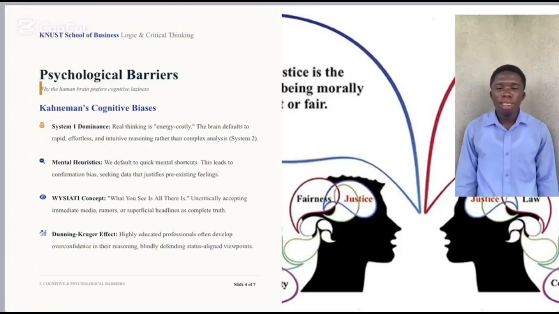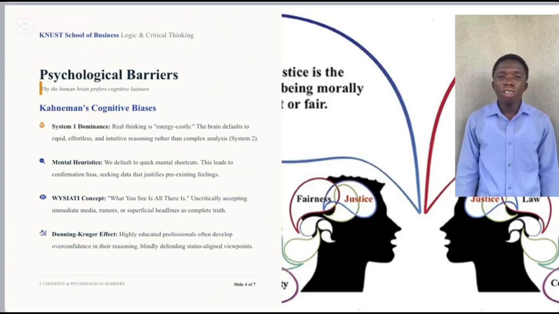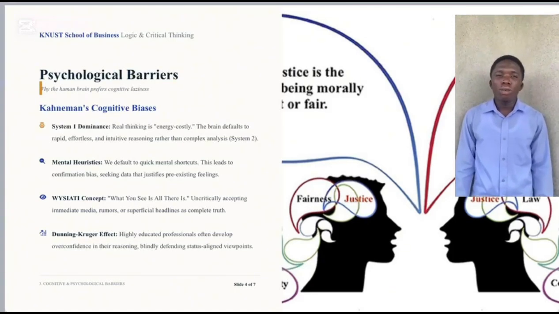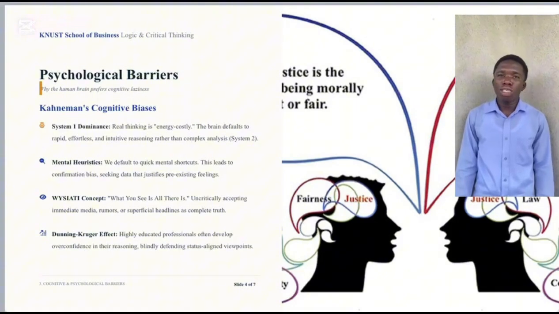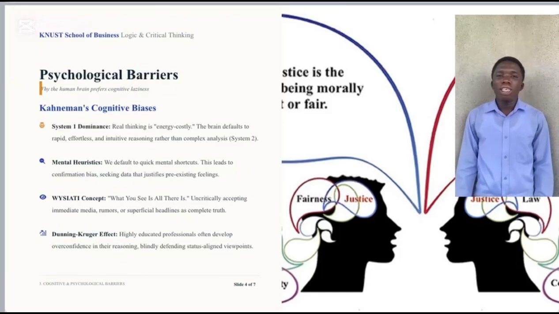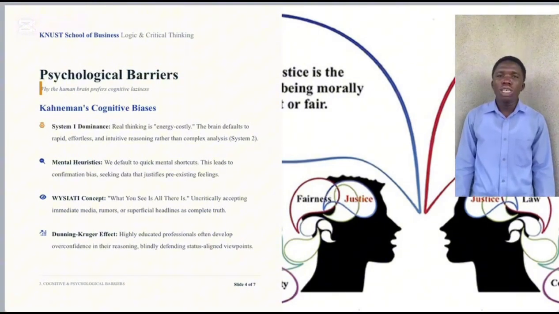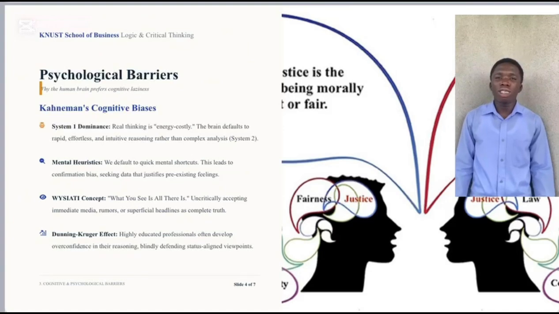So there are some psychological and cognitive barriers to which individuals do not think critically, even the educated. We are taking reference from Daniel Kahneman's cognitive biases. Firstly, we talk about System 1 dominance. This is where individuals tend to think fast and automatically rather than slow and analytically. This is because when there's a situation at hand, individuals do not take their time to think through it, which makes them uncritical thinkers.